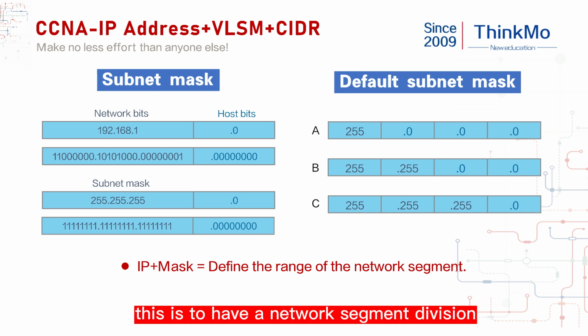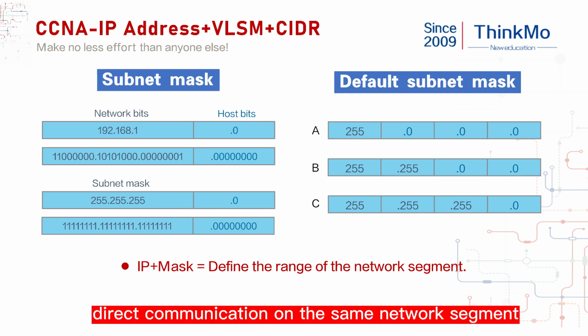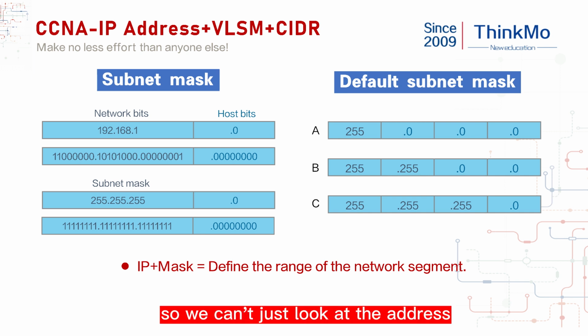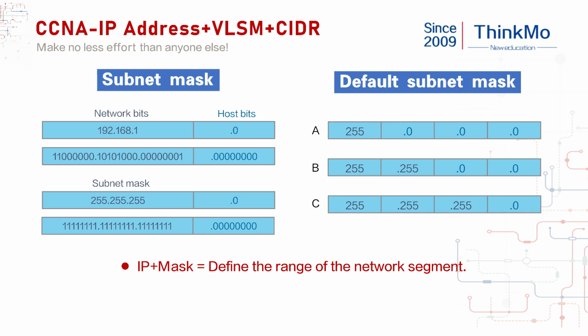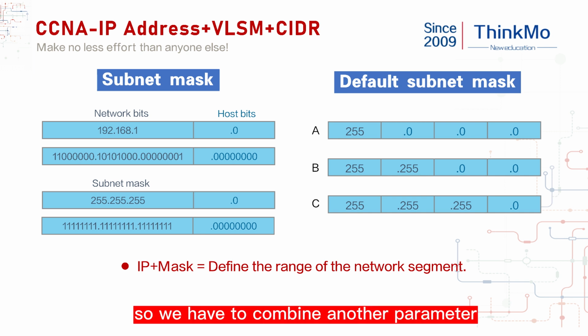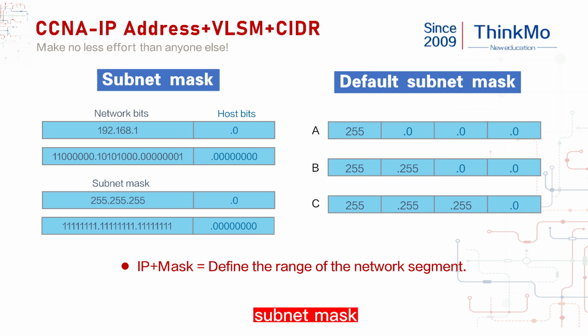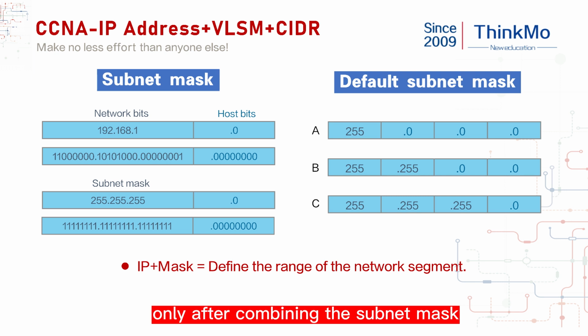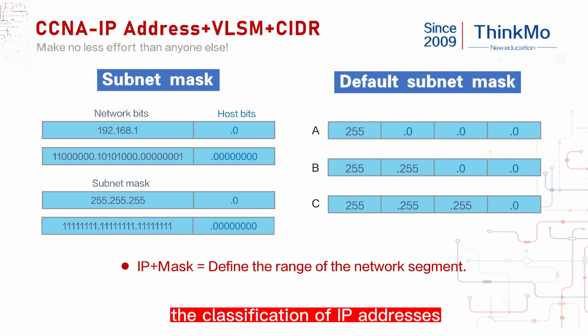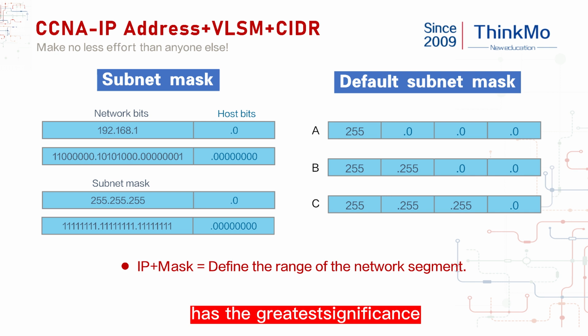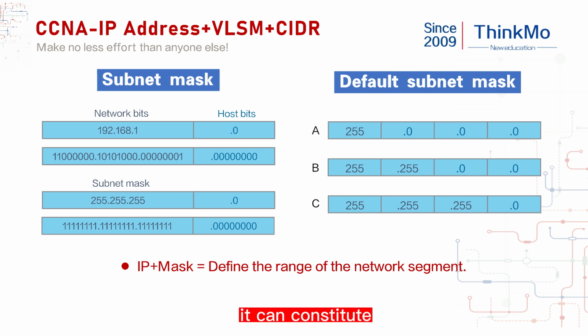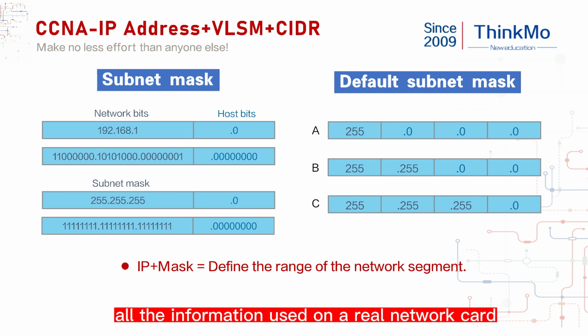Because whether they can communicate directly depends on the network segment division. You may have heard a sentence: devices on the same network segment communicate directly, and different network segments cannot communicate directly. So we can't just look at the address, we have to look at the network segment. So we have to combine another parameter, the subnet mask. Only after combining the subnet mask does the classification of IP addresses have the greatest significance. It can constitute all the information used on a real network card.